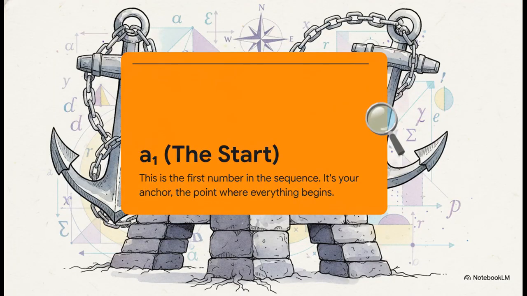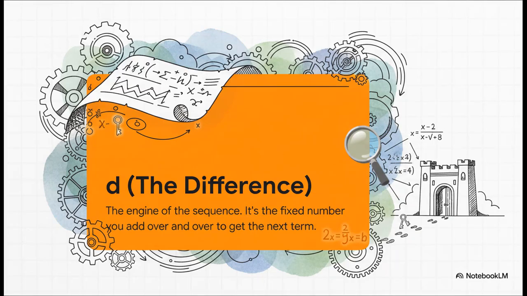First up, we've got a1. Now, that's just a fancy math way of saying the first term. We're just going to call it the start. This is your anchor, right? It's the foundation of the whole sequence, the number where everything kicks off. Simple as that. And our second magic ingredient is d, which stands for the difference.